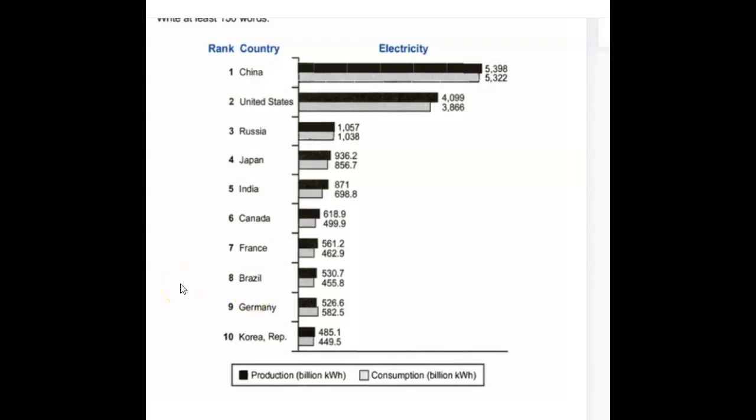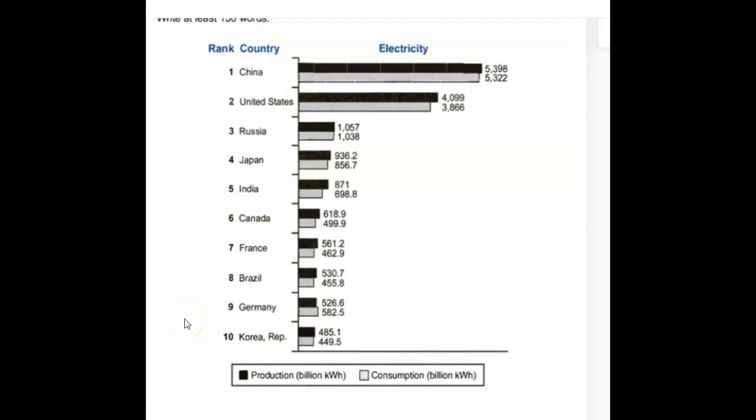So I think the only thing that we really didn't talk about here was what kind of an overview would be appropriate. I think there are a couple of things you could have said here. You could have said that, number one, clearly China's production and consumption of energy was far greater than all the other 9 countries. Or you could have said that China, followed closely by the United States, was the top producer and consumer of electricity.